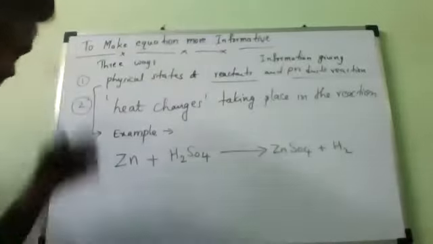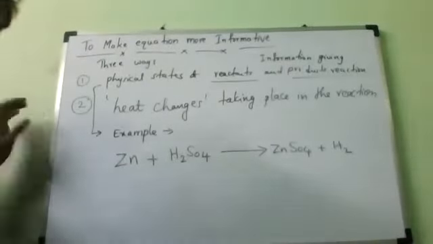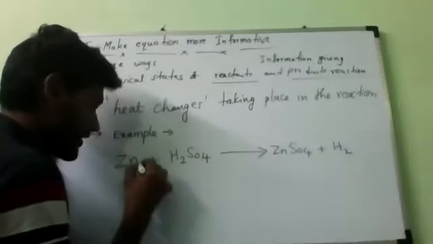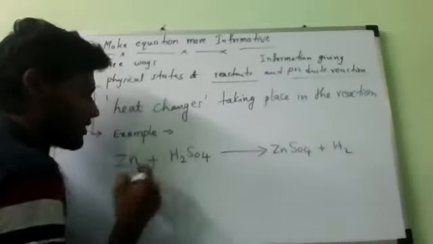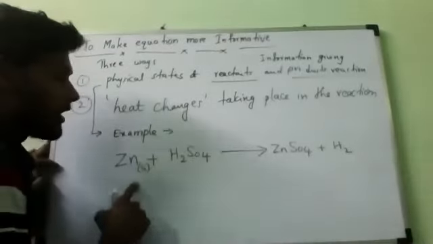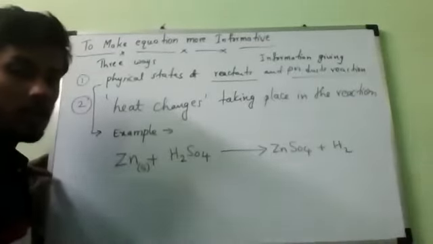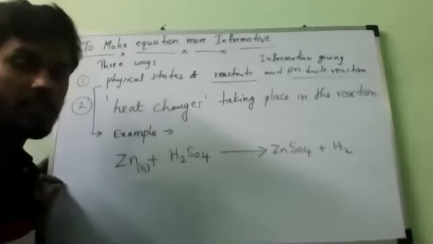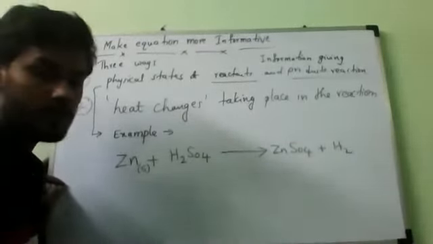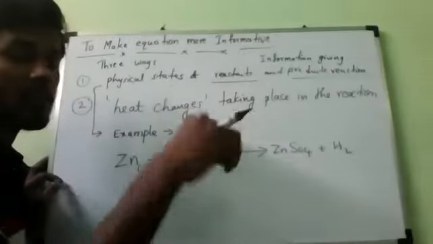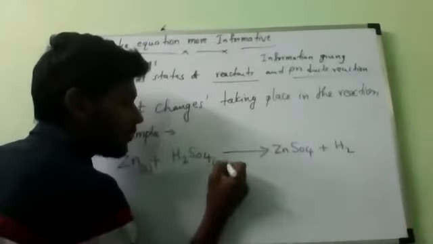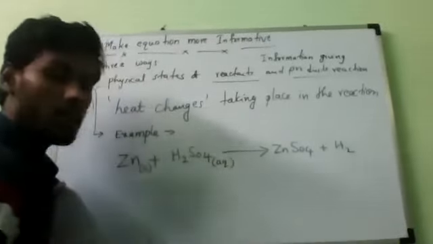So now, let us represent this equation more informatively. As we know that zinc is present in solid state, so we can write Zn(s). And H2SO4, what is the state of H2SO4? Liquid, sir. It is dissolved in water. Acid is dissolved in water. Then what is the state? Aqueous state. Understand? Aqueous state.